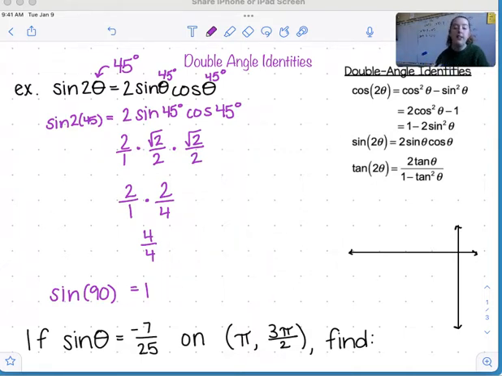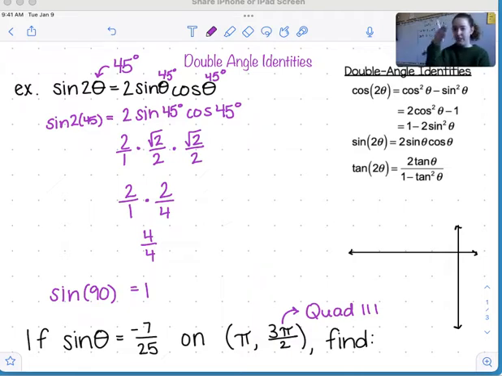Now, the reason why I want to emphasize that so much to you is that sometimes the signs of sine, cosine, and tangent might be different than what we expect. So for example, here in a moment, you can see at the bottom of the screen, we have sine is negative 7/25 from pi to 3 pi over 2. That guy's in my third quadrant. I know that in the third quadrant, sine and cosine are both negative. But if I double that angle, sine and cosine might not be negative anymore.